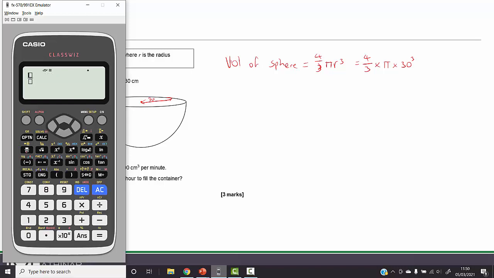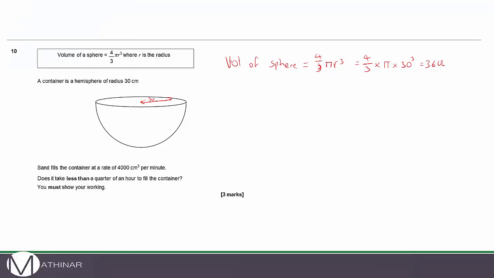Let's type that in. So that's 4 over 3 times pi times 30 cubed. I'm going to leave that in terms of pi for now. 36,000 pi. Now, the question is about a hemisphere. The hemisphere is half of a sphere, so its volume will be half of the volume of the sphere. So it'll be half times 36,000 pi, which is 18,000 pi. So the volume of the hemisphere is 18,000 pi.